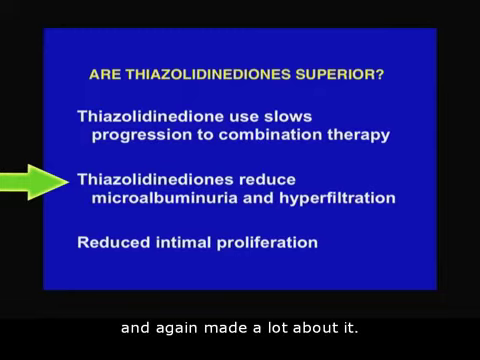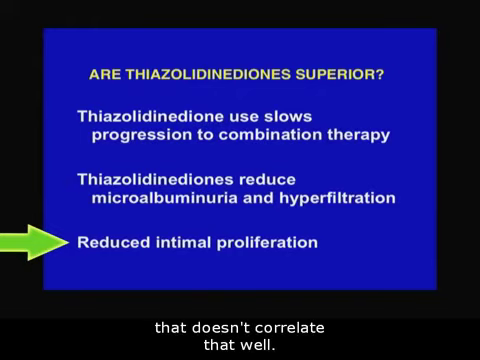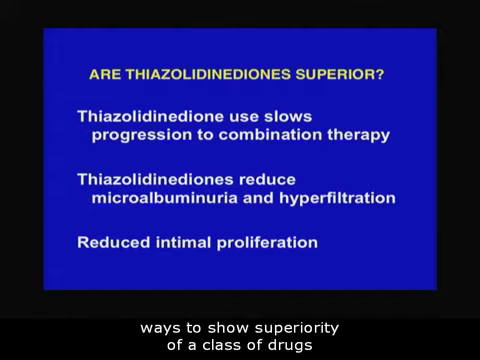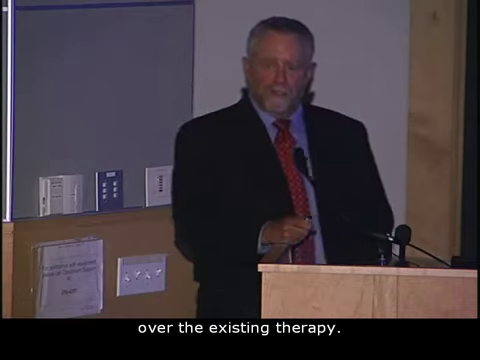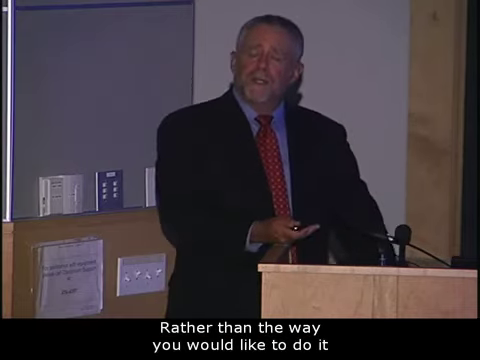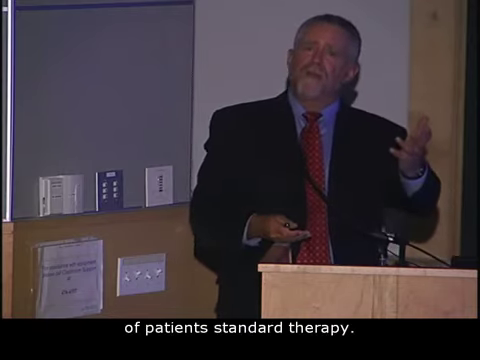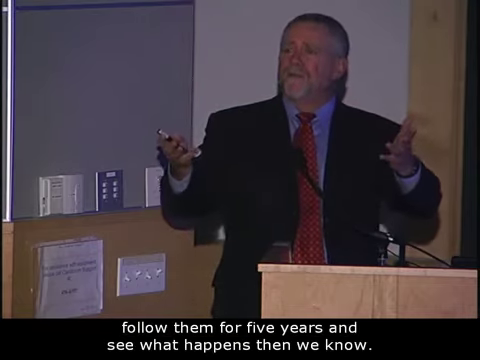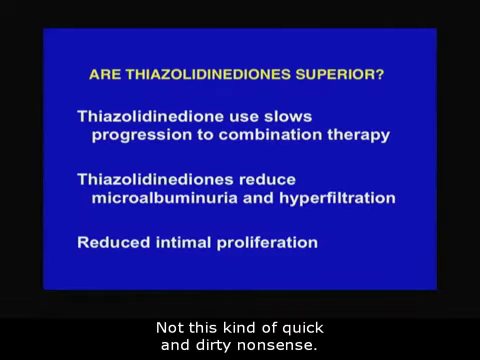And again, made a lot about it. Or they measured some measure of atherosclerosis that doesn't really correlate all that well with what happens in terms of heart attacks. So these were sort of slimy, if you will, don't quote me, ways to show superiority of a class of drugs over the existing therapy, rather than the way you would really like to do it, and which health reform will now pay for, which is actually give a group of patients the standard therapy, give another group of patients the new therapy, randomize them, follow them for 5 years, and see what happens. Then we know, right? Not this kind of quick and dirty nonsense.